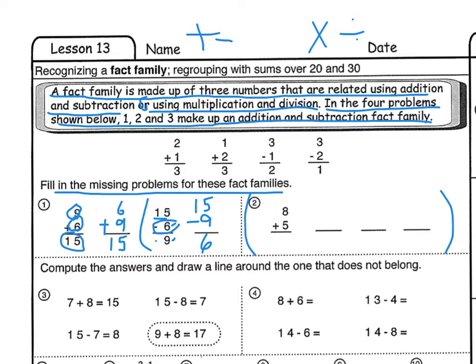All right, so you should have already done all four of these problems. 8 plus 5, of course, is 13. There's another way to write this as an addition problem. We can switch the numbers and put 5 plus 8 is equal to 13.